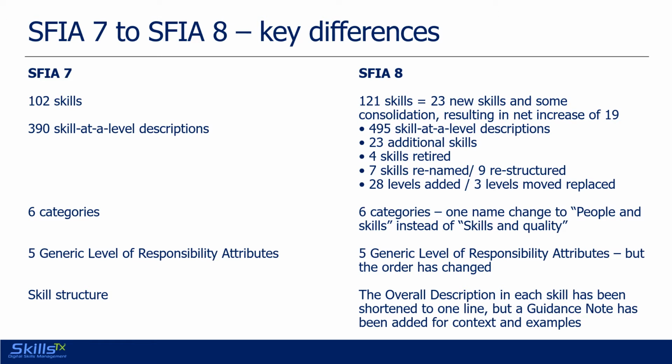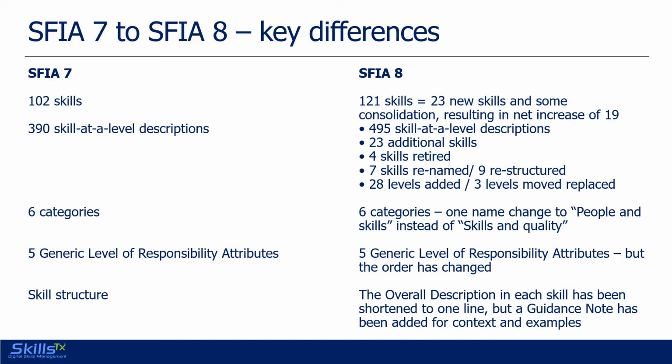We still have 6 categories, although you will notice that one of the categories has changed name. The blue coded category used to be called skills and quality. It's now called people and skills. That's because the quality skills have moved to a different category within SFIA.